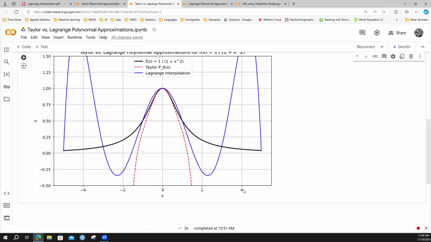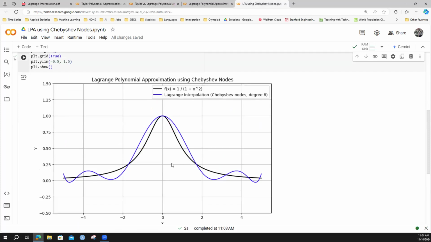But with the Lagrange interpolation polynomial, if you apply Chebyshev nodes, then you would see this happening here. So it is more accurate than that one, right? So you are better approximating the function. This is what Chebyshev nodes help with: a better approximation for the Lagrange interpolation. So you apply Lagrange interpolation, but with Chebyshev nodes it works better.